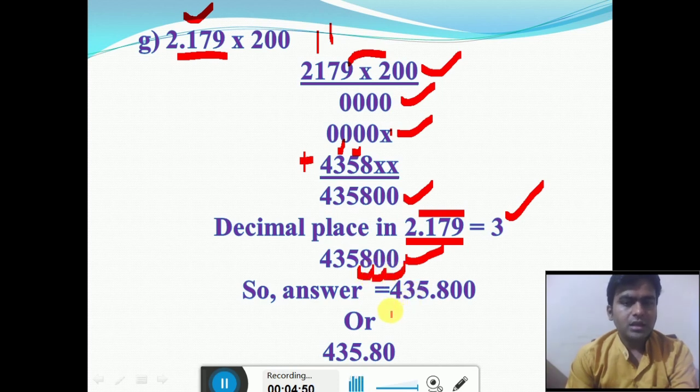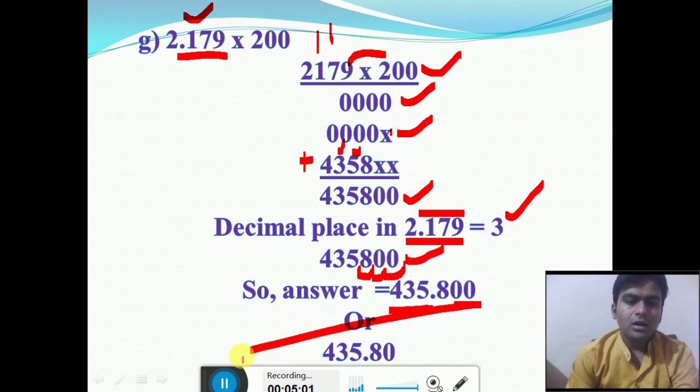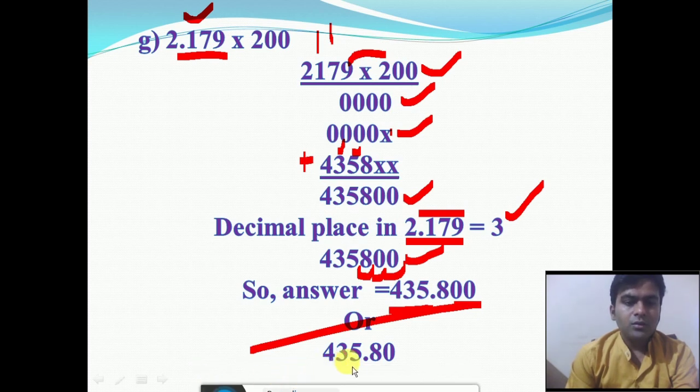So our answer is 435.800. Now we can remove these 0s. Both the 0s we can remove, or we can remove only a single 0. So we will get the answer 435.80. Now move on to the next question.